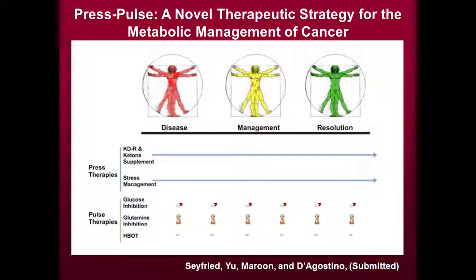And then while this is going on, we institute pulse therapies, which is glucose inhibition. Part of that is coming from the diet, but we can boost that up a little bit when we use glucose inhibitors, 2-deoxyglucose, fluorodeoxyglucose. There's a whole range of drugs that could be applied here. Then we have glutamine inhibitors. I just gave you an example of DON, okay? Because we were just trying to test the hypothesis. So there might be other glutamine inhibitors that could work as well. And then we have hyperbaric oxygen. These are all pulse therapies.